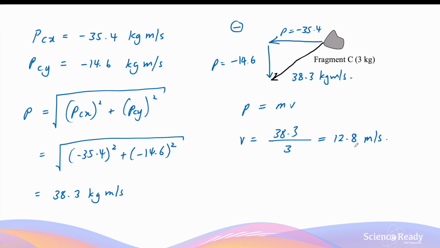As for all vectors, we need to also find a direction for this velocity vector. We can find a direction by finding the angle below the x-axis. We can say that tangent theta is equal to the opposite side, so 14.6, divided by the adjacent side of 35.4. So the angle theta equals 22 degrees. The final velocity of fragment C will be 12.8 meters per second at an angle of 22 degrees below the x-axis. This concludes the video on conservation of momentum in two-dimensional settings.